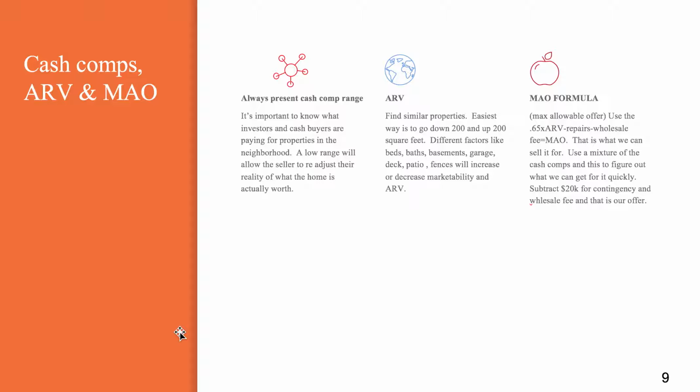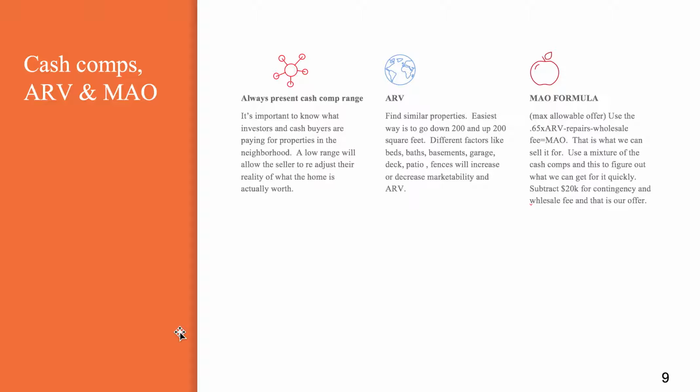You look at all the different renovated properties in the area, and you look at the history and the public records to see how much they paid for that property, because it'll give you a good idea of what we can sell it for. ARV is the after repair value. The easiest way for me is to go 200 down, 200 up on square footage.